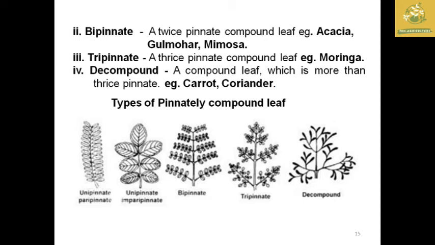And tripinnate, where three types of rachis are formed: one is the main one, and then the secondary as well as the tertiary. So a thrice pinnate compound leaf structure is found. Example moringa. And decompound, where the compound leaf has more than three pinnate divisions, known as the decompound pinnate leaf structures. Examples: carrot, coriander are the best examples.